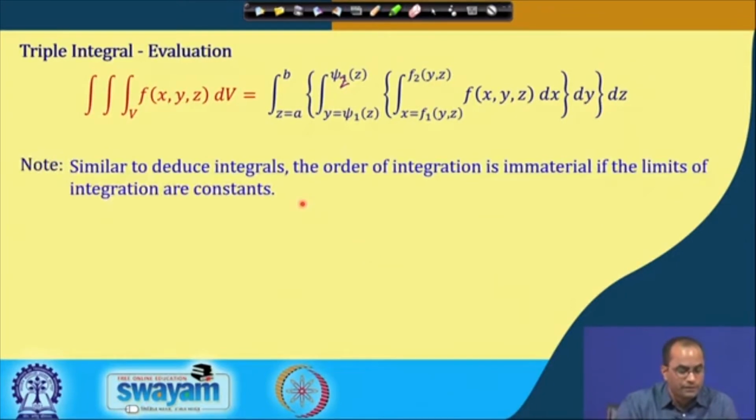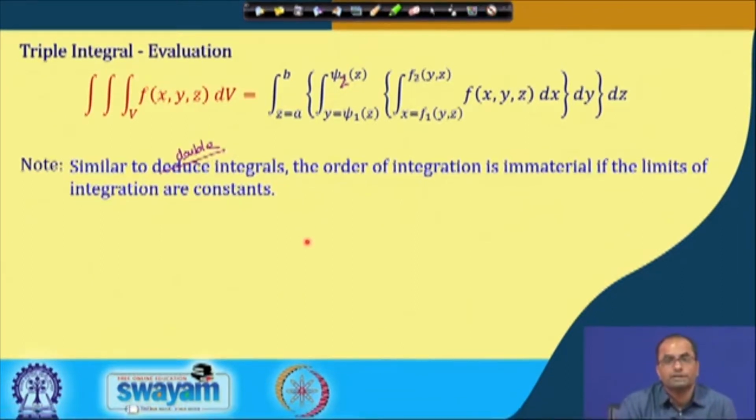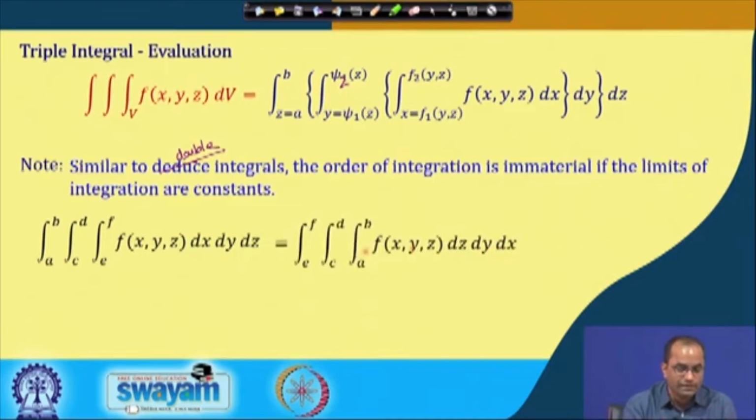Similar to double integrals, the order of integration is immaterial if the limits of integration are constants. So, if we are working with constant limits, for instance here the limits of x are e to f, y is c to d and z is a to b, then we do not have to worry about the order of integration, and we can simply change this order here.